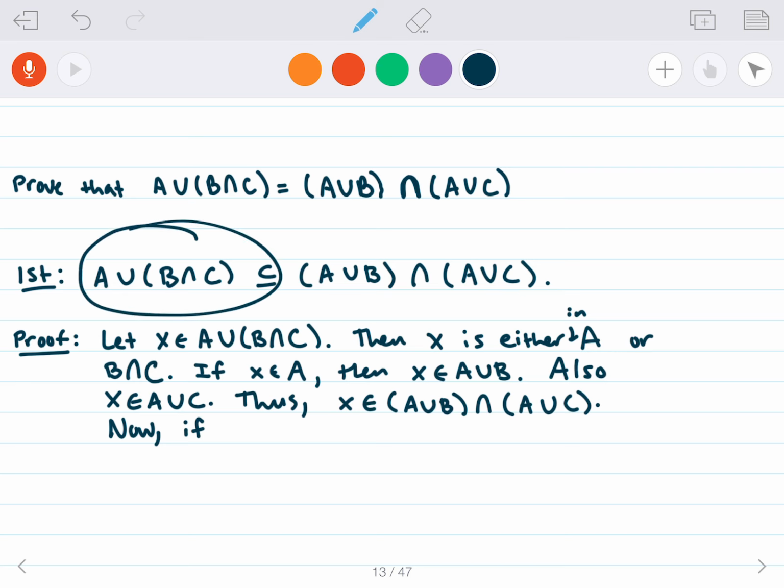And what does an element being in the union mean? It means it's either in this set or this set that it's being unioned with. I already took care of the case when it was in the first set, A. Now I'm taking care of the case where it's in the second set, B intersect C. Okay?